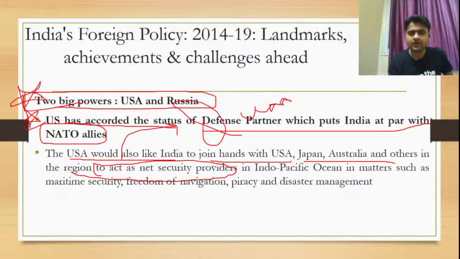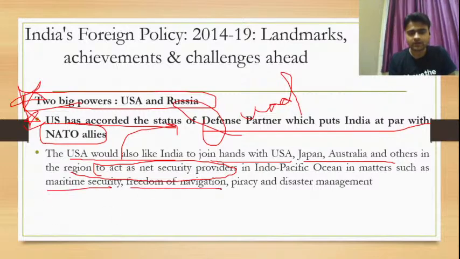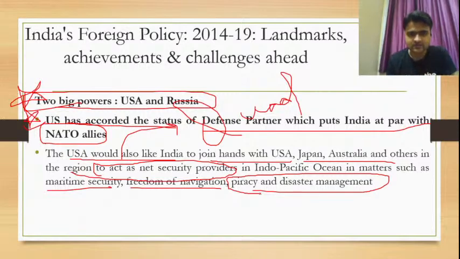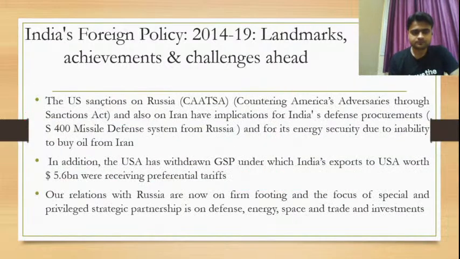और यहाँ पे ये जो 4 countries है, इनका कुछ common interests है. What are those common interests? Those are maritime security, freedom of navigation, piracy and disaster management, and also to control China, though that is not officially mentioned. Fine, so these are the common interests, and to serve these interests there is a grouping called Quad. Then the US sanctions on Russia, that is CAATSA.